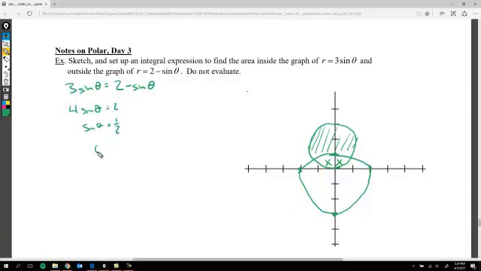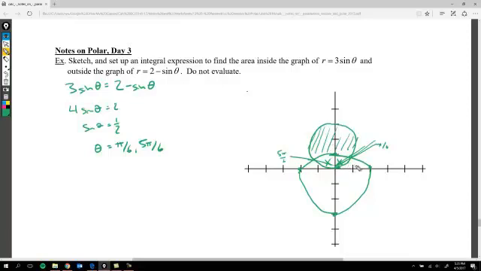So I get 1/2. That means that theta equals pi over 6 and 5 pi over 6. So I know that these are intersecting right here at pi over 6 and then over here at 5 pi over 6. Okay, that's where I'm intersecting. Well, I want the area that's in the circle, so it probably makes sense that I start with that.